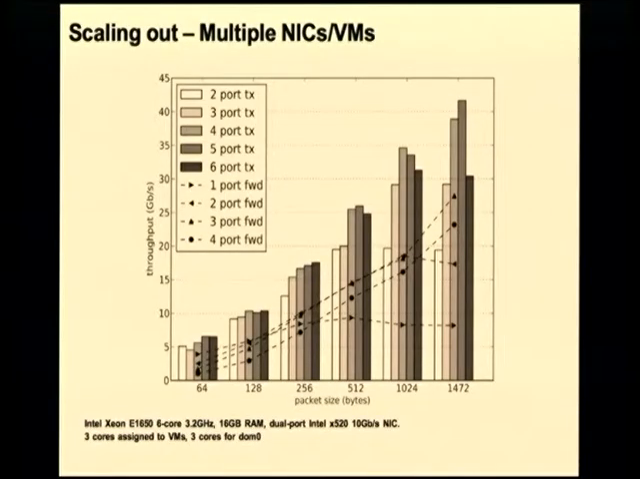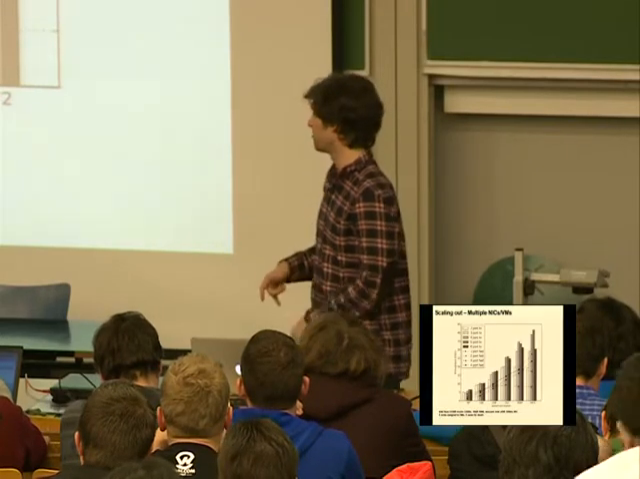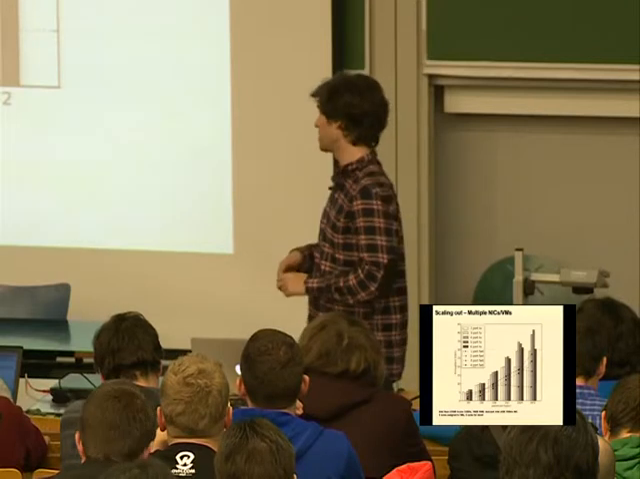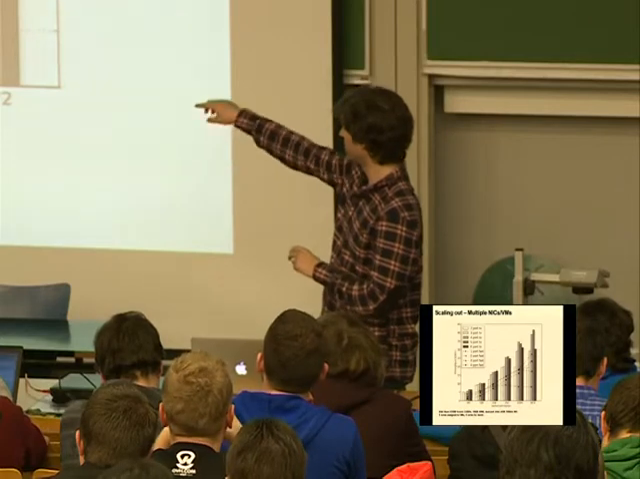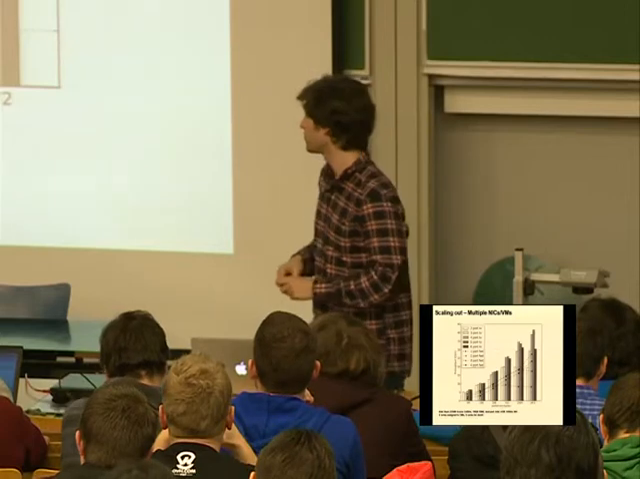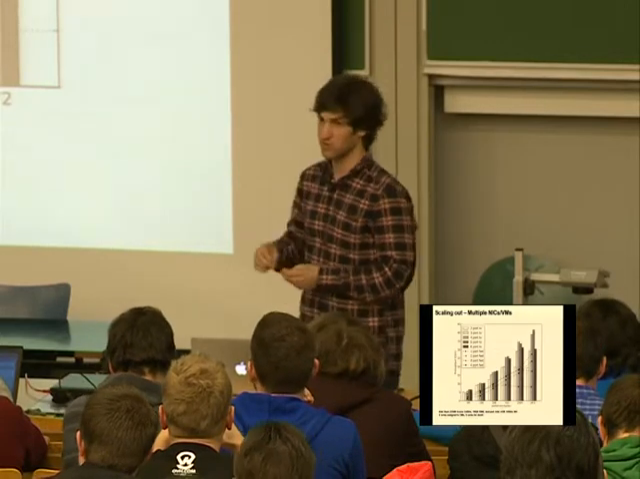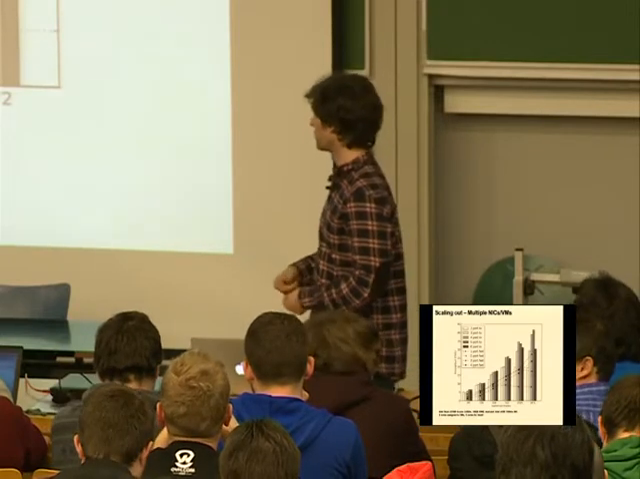So after getting 10 gigs, we asked ourselves how we would scale for more NICs. So we actually ran some experiments to see if we were able to drive 40 and up to 80 gigs of throughput. And we actually did. The bars are TX only, just VMs doing packet generation. And the lines represent forwarding, so VMs actually processing packets and forwarding them back to the outside world.